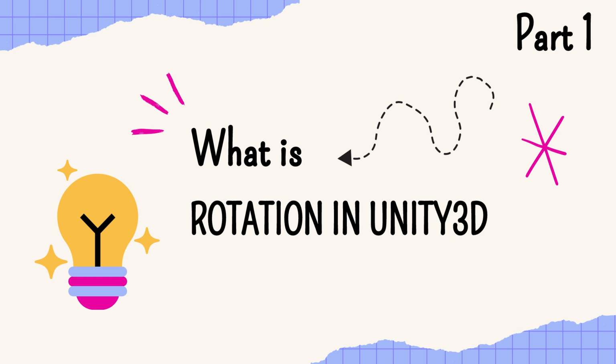We'll cover Euler angles, the straightforward and intuitive way to handle rotation. Quaternions, a more advanced but powerful method for smooth and stable rotations. Practical examples, how to apply these concepts in real Unity projects. Smooth interpolation, techniques to achieve fluid and natural motion.